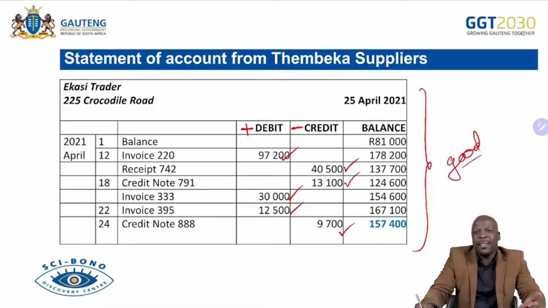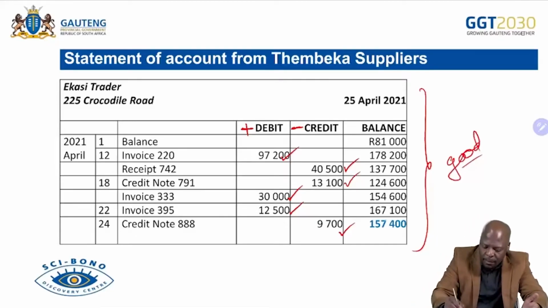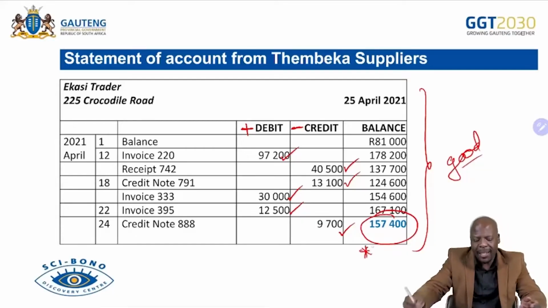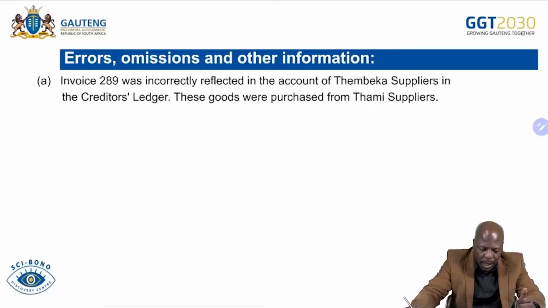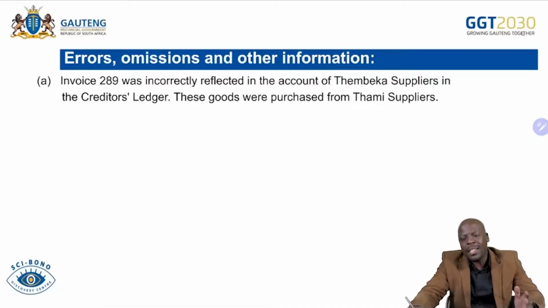But there could be other reasons why the balance here of 157.4 is different from the balance which is in the ledger. And that is why we are going to do the reconciliation. Okay. Now, we have discovered some errors. We've discovered some reasons why there are errors and why the recon is necessary. We've discovered some errors between the ledger and the statement.